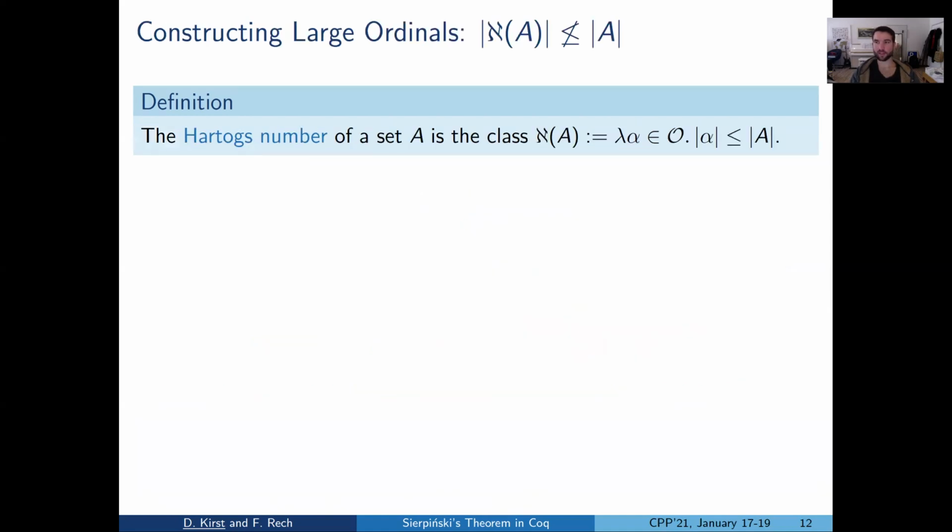Okay, having this notion of ordinals, we can now look at the construction of large ordinals, so ordinals that satisfy that they are not injectable into a set we start with. And in our setting, we can define the Hartogs number of a set A as a particular class, so the class of all ordinals that inject into A.